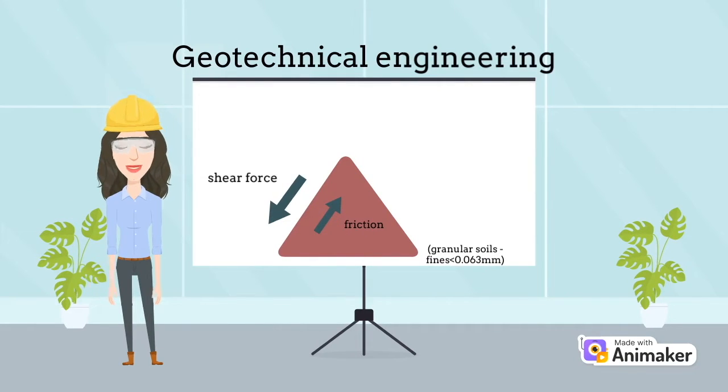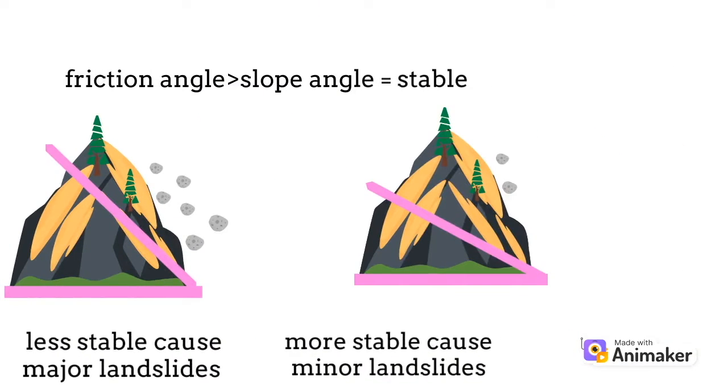Also seen during the 2017 Mexico earthquakes were landslides, caused by the shear force from the earthquake being larger than the frictional force of the granular soil, causing the slope to become unstable and damaging infrastructure below. The effects of landslides are also dependent on slope stability, which can be measured using the factor of safety, which quantifies how stable or unstable the slope is. If the friction angle is higher than the slope angle, the slope is stable, but if the slope angle is higher than the friction angle, it's unstable.